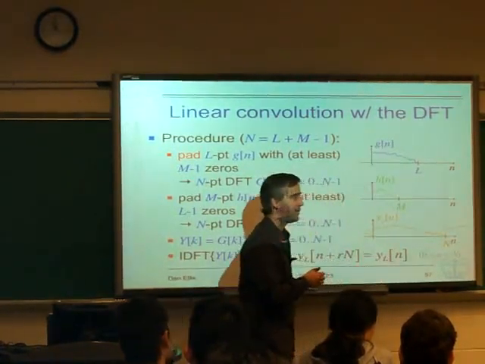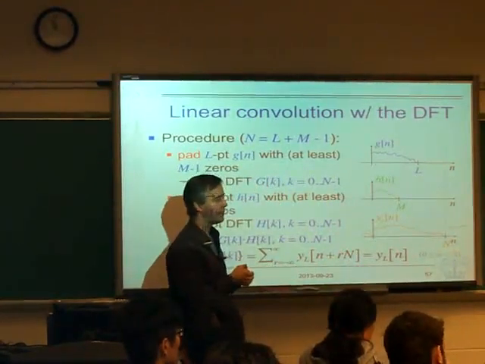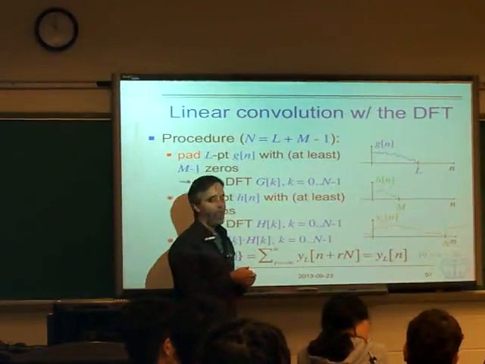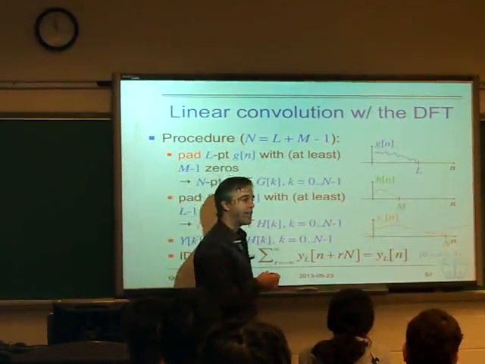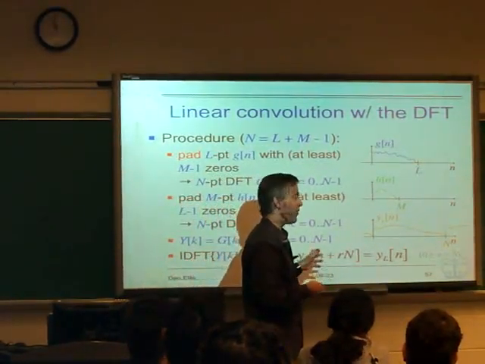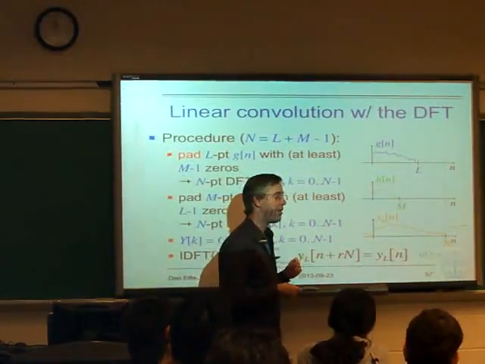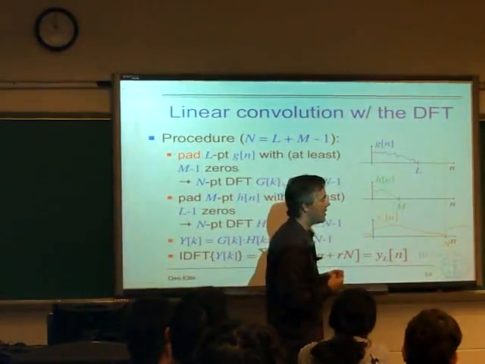Okay. Just curious, is there a situation where you actually want the aliased output? There could be. Is there a situation where the aliased output is something that you'd want rather than something you wouldn't want? So is circular convolution never what you want? No. There are situations where you do want circular convolution.